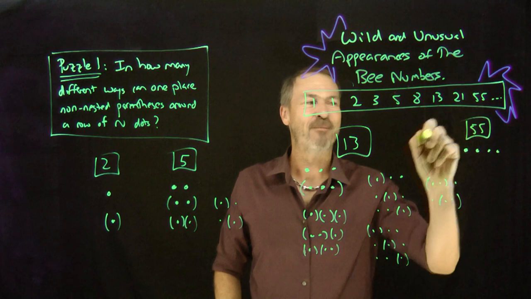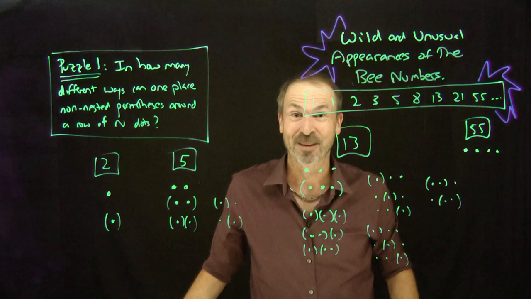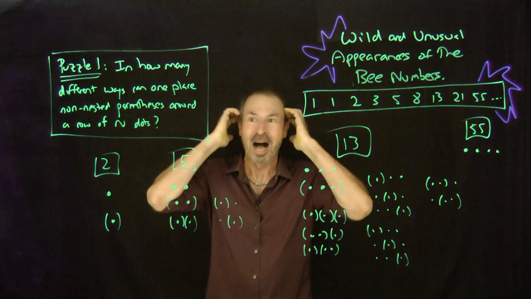nesting. And if you'd like to have a tedious exercise to try it out, show me all 55 ways. Double check that count. Turns out to be correct. But the puzzle is this. Why is the case that counting the ways to arrange parentheses around a row of dots matches every second B number for sure on the nose? Why are these connected to the B numbers? What's going on? It's wild.